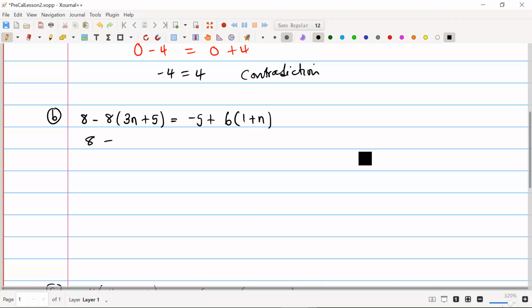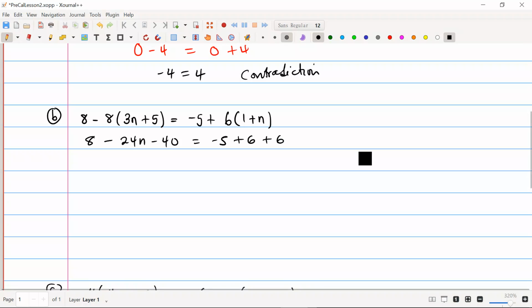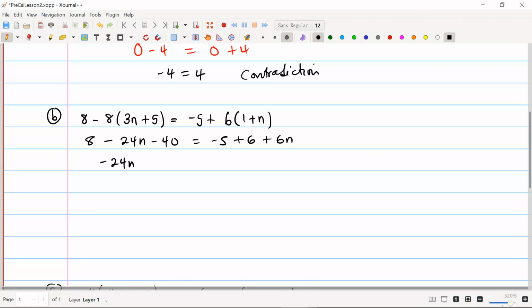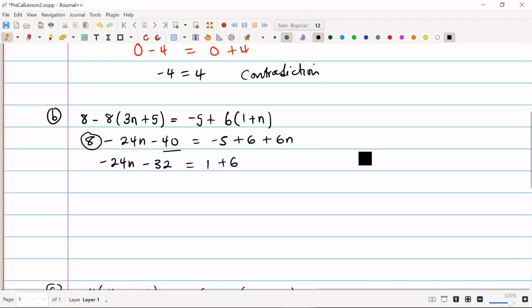So 8 times, I distribute 8 through, I'm going to have 24n plus, minus 8 times 5 is negative 40, equals negative 5 plus 6 plus 6n. I do the same thing, trying to simplify as much as I can. So 24n, negative 24n, and 8 minus 40 is negative 32, equals negative 5 plus 6, which gives me 1, plus 6n.